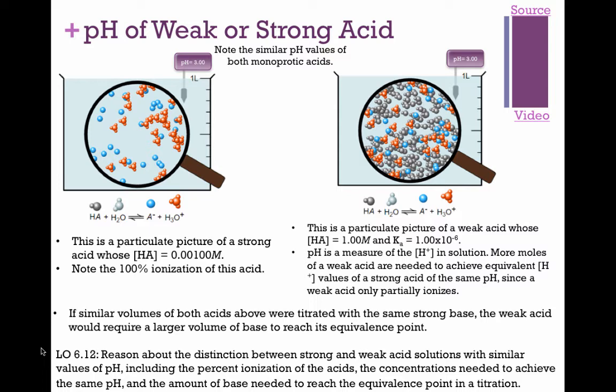But notice here you have all these A minuses and H3O pluses. You don't really see any HA. This is probably a strong acid. Versus over here, you see a lot more HAs. Just because the pH is the same, when you look at the particle diagram, that's really where you're going to tell. You can have a pH of 3 and it be a strong acid, and a pH of 3 being a weak acid. What you look for is how much it ionizes. Remember, weak acids ionize only about 5%. What this means is you probably started out with your concentration being very different.